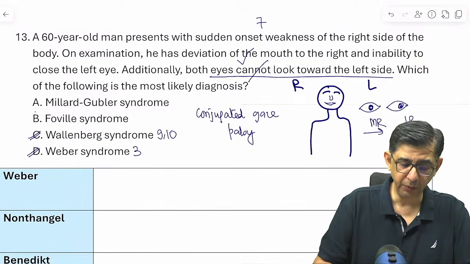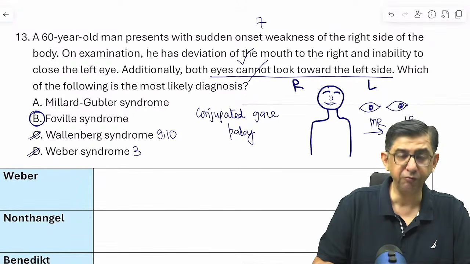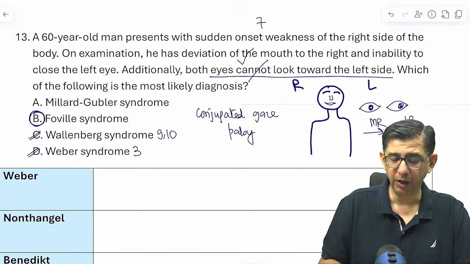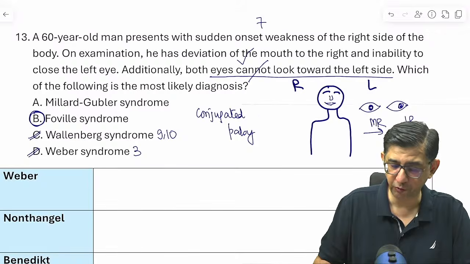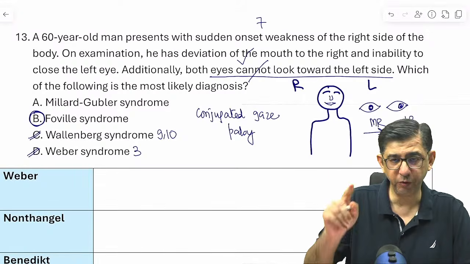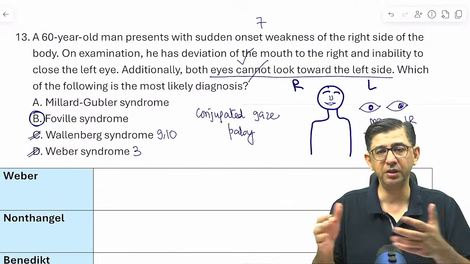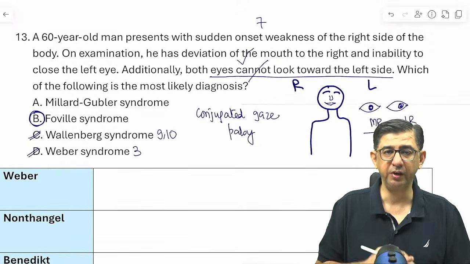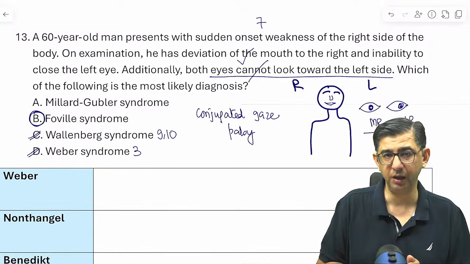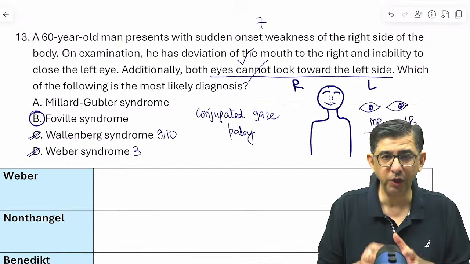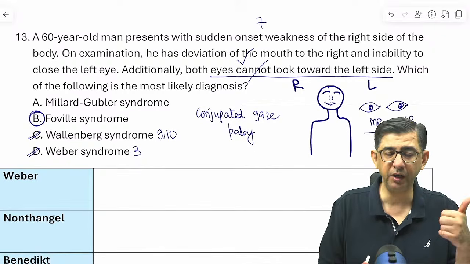Foville syndrome, the main thing to be remembered is that there is a full gaze palsy. F for Foville, F for full, full gaze palsy, that means the third and the sixth communication is gone. Whereas when it comes to Millard-Gubler, it is only a lateral rectus palsy that is occurring. Millard-Gubler is only lateral rectus palsy, but the other side eye will not be involved.